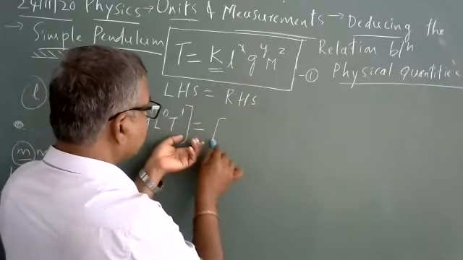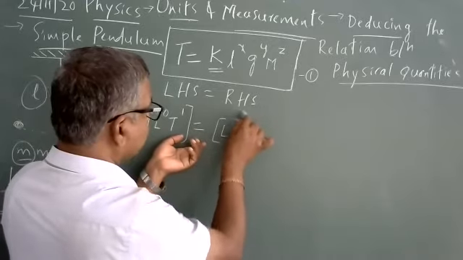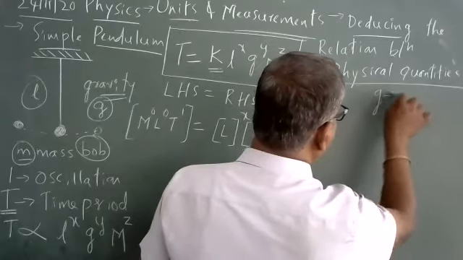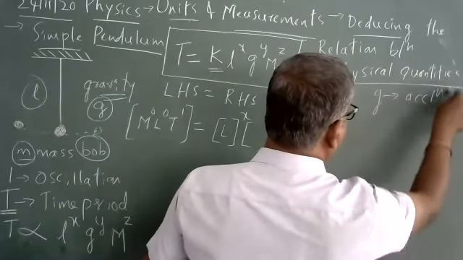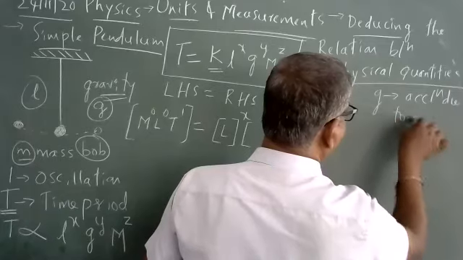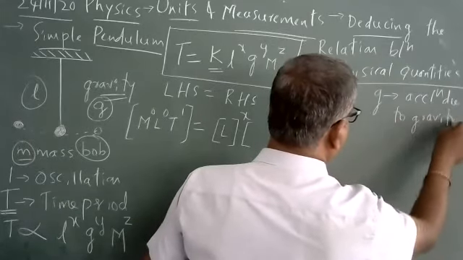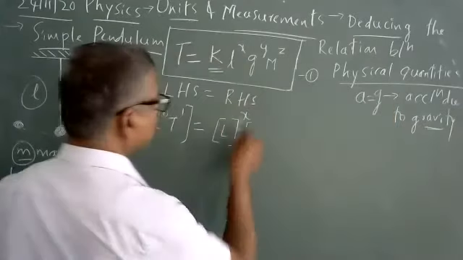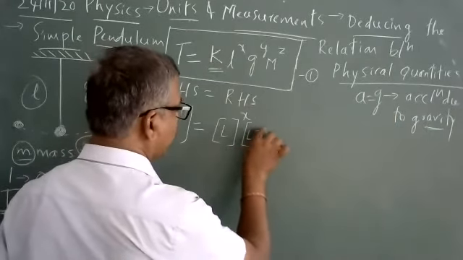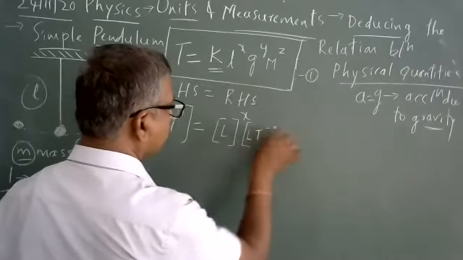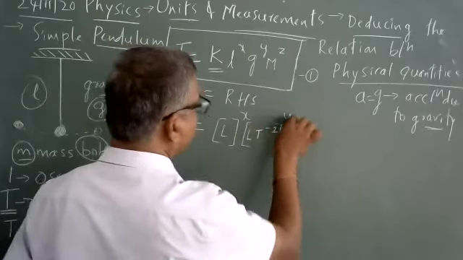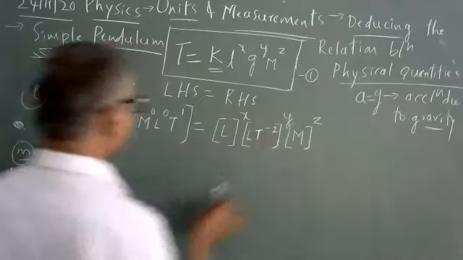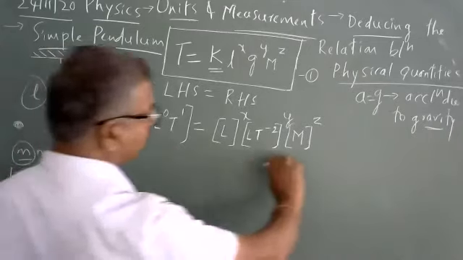Next, length. Length dimension is L and its power is x. We don't know it yet. G stands for acceleration due to gravity. When I say acceleration due to gravity, it is acceleration, so the dimensions are L T raised to minus 2, and its power is y. For mass, it is mass raised to z. Now, when I look at the left-hand side dimensional formula and the right-hand side dimensional formula, it is L raised to x, L raised to y, and T raised to minus 2y.